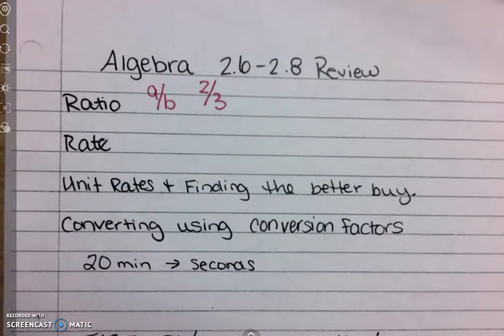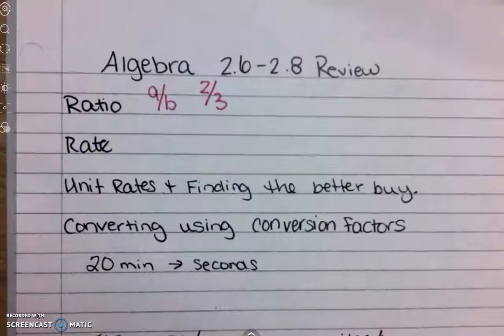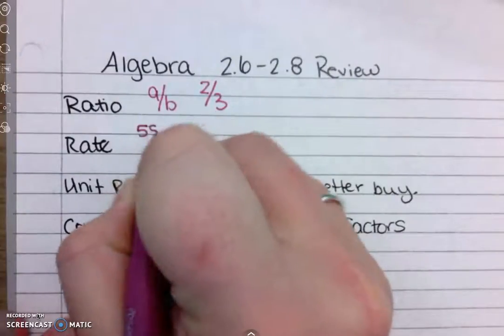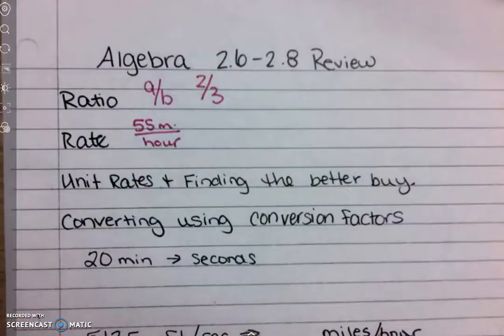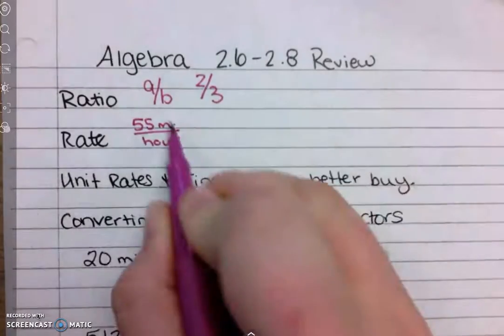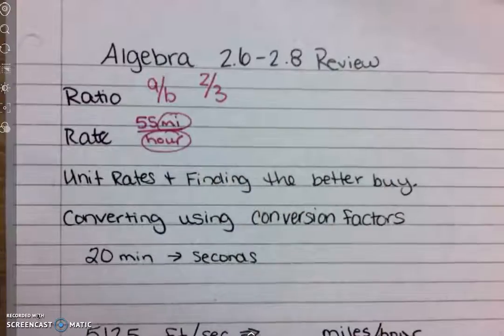A rate would be comparing two numbers that have different units. Think of a rate as your 55 miles per hour, so miles per hour, right? So it's a ratio that now has two different, what? Labels. Two different units, right? Yes. Two different units. So miles and hours.